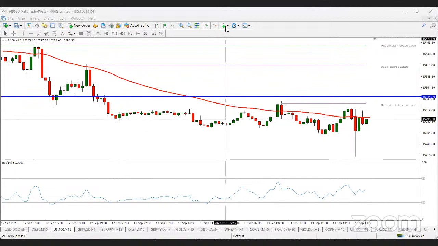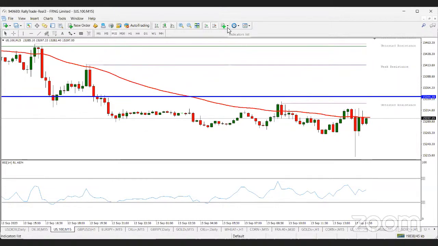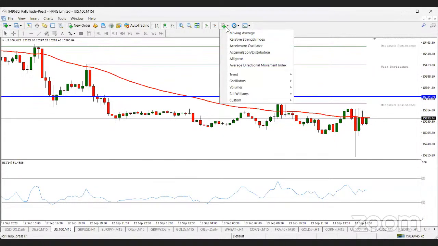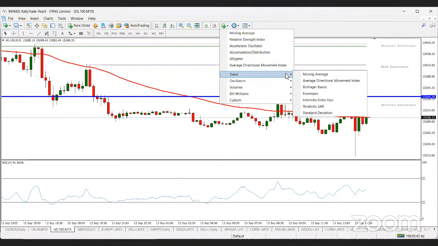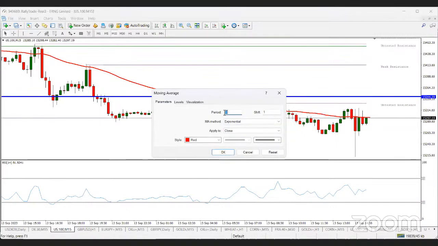Somebody is asking, how do we put MA50 on our chart? Go to the indicators list, look at it at the top right here. Select indicators list, go to trend, go to moving average. When you select it, this chart box will come up. Put 50 as your period, put exponential as your MA method, and apply to close. Select OK.